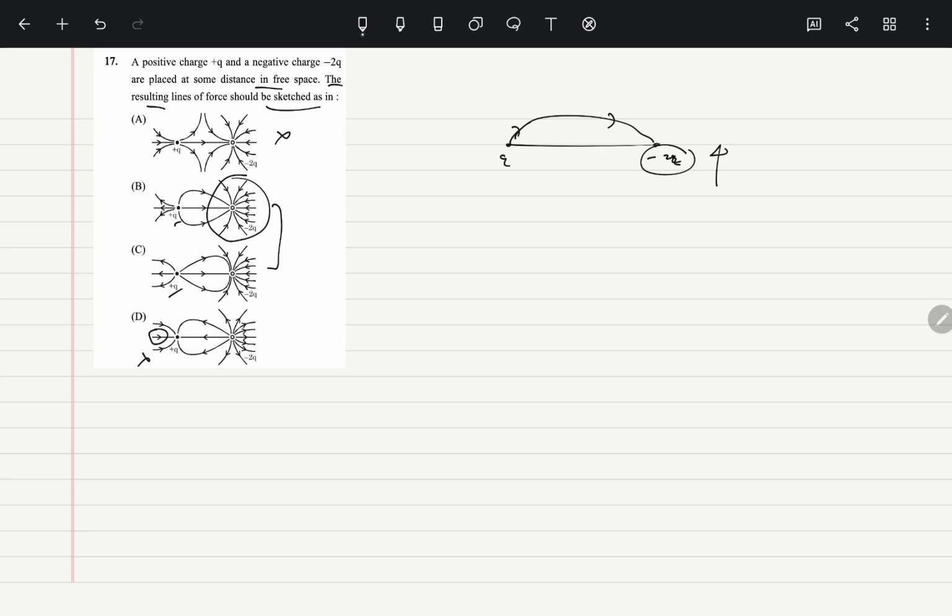The q charge has field lines that are more separated, rarer field lines, because that charge has less magnitude. So option B is the correct option. Clear? Let's move to the next question then.